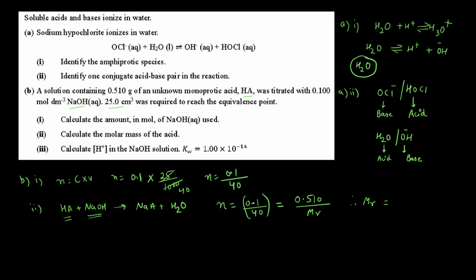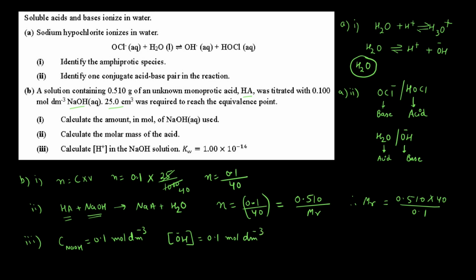So the molar mass will come out to be 0.510 multiplied by 40 divided by 0.1. Now the third part, calculate the H plus ion concentration in sodium hydroxide solution. So sodium hydroxide concentration we know, it is given to us 0.1 mole per dm cube. So this will be the concentration of OH negative ion, because NaOH is a strong base. So this is OH negative concentration.